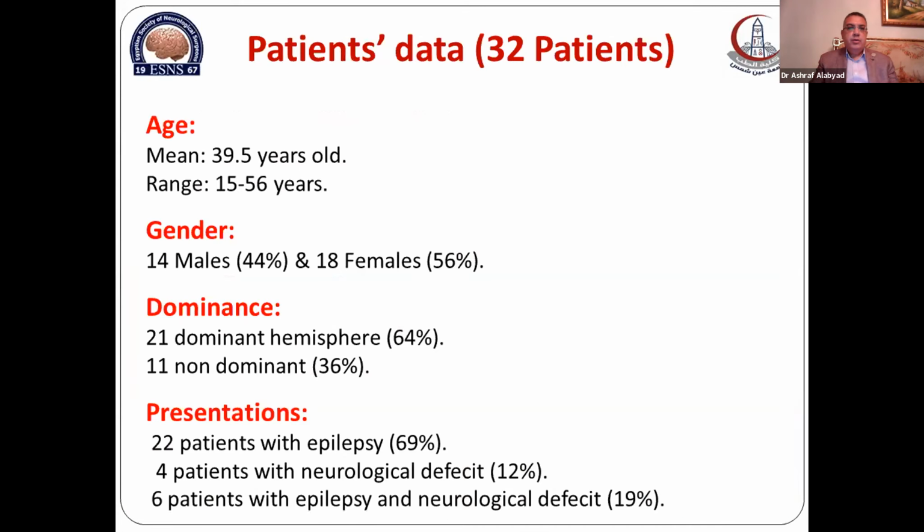We have operated on 32 patients with diffuse low-grade glioma in eloquent areas. Two-thirds of the patients were in the dominant hemisphere and one-third were in the non-dominant. About 70% of the patients presented with epilepsy, 4 patients presented with neurological deficit, and 6 patients presented with epilepsy and neurological deficit.